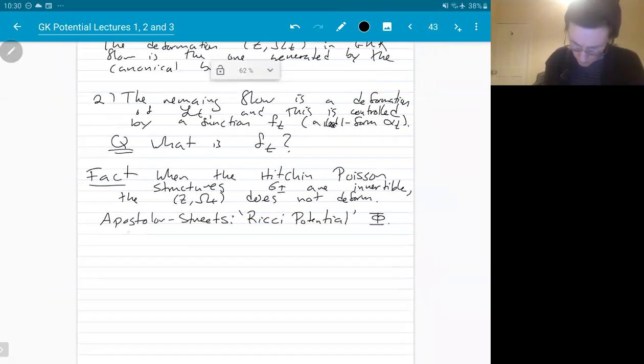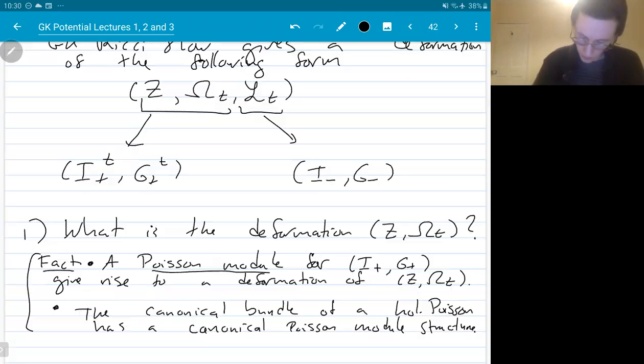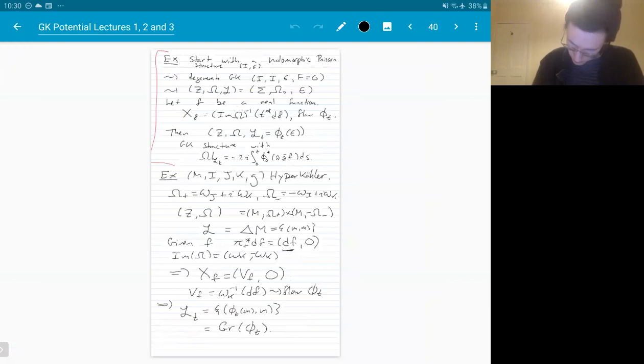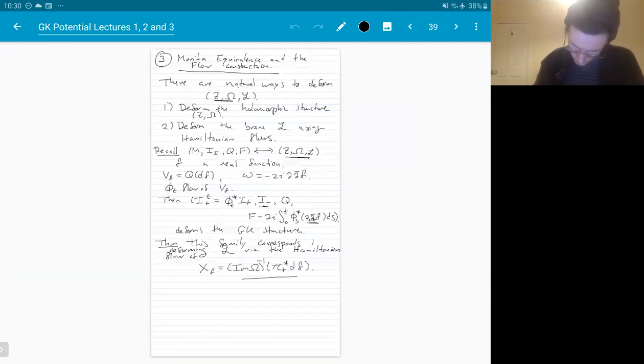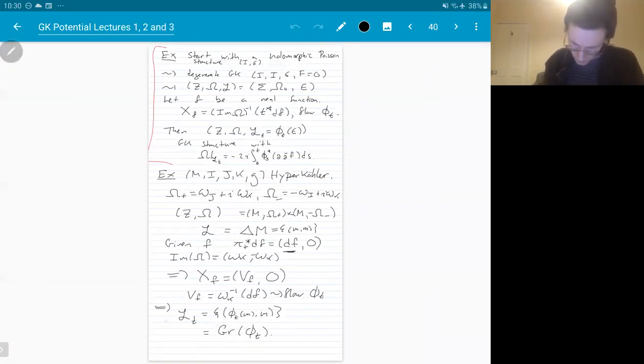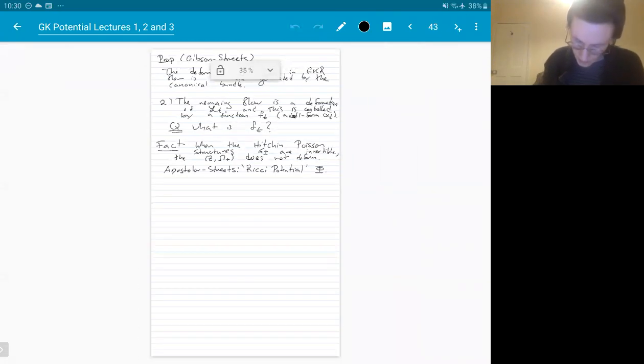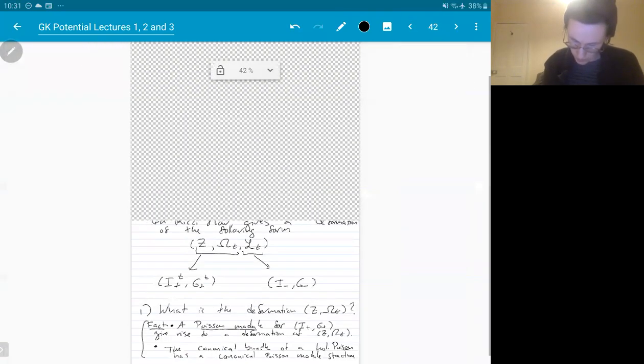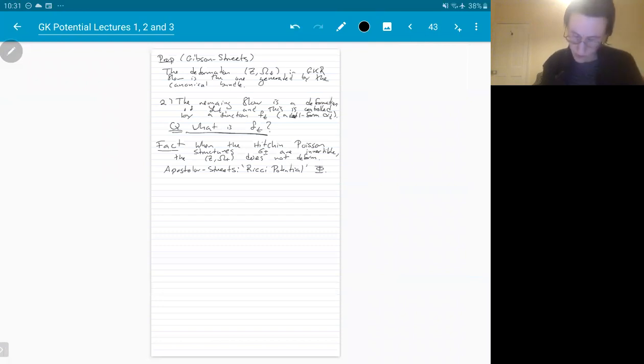Because in their paper, Apostolov and Streets write the generalized Kähler-Ricci flow exactly like a flow construction. So if you translate that into the picture of the Morita equivalence, it will just be flowing the brane by the Hamiltonian flow of that function. So at least in that case, this question is already known. So I guess my question is, what is the function in general?